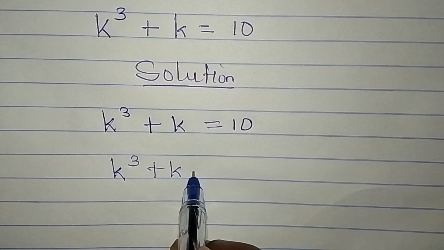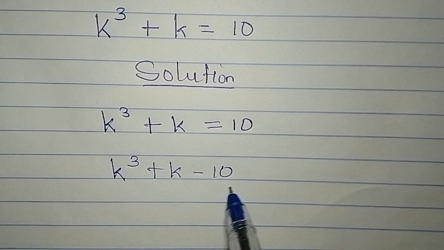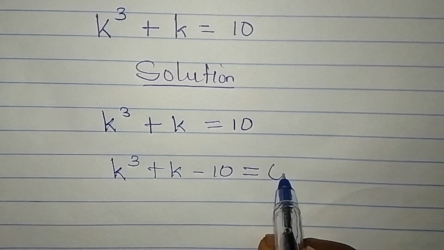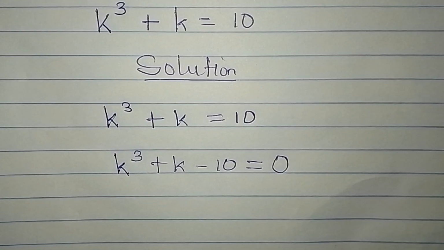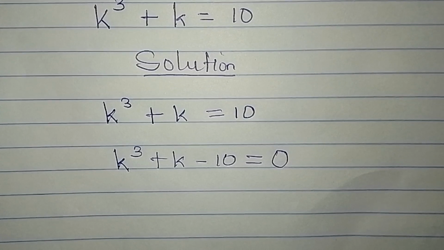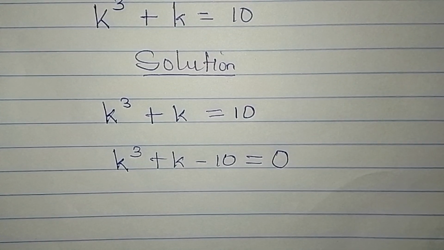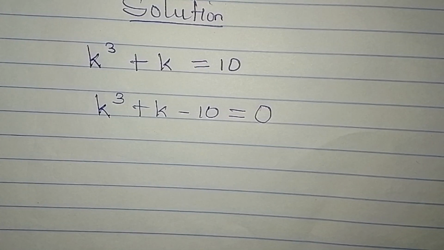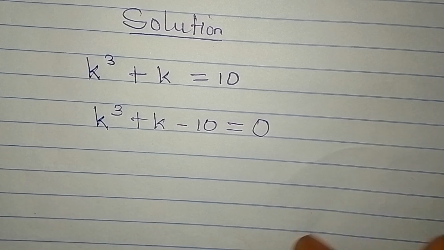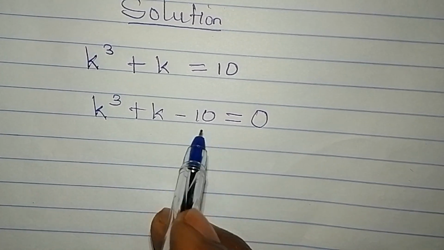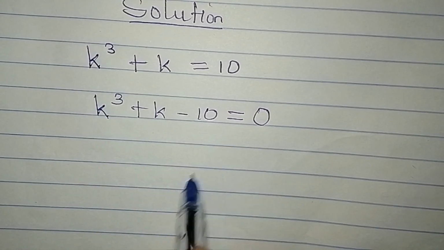Now we have k to the power of 3 plus k. Then bring 10 here. We have 10, negative 10. And this is now equal to 0. Now we look for a way to deal with this very quickly, right? From here, we look for a way to factorize this.